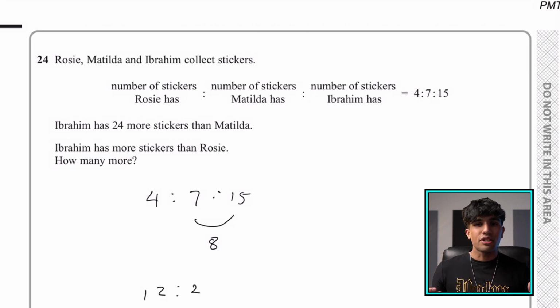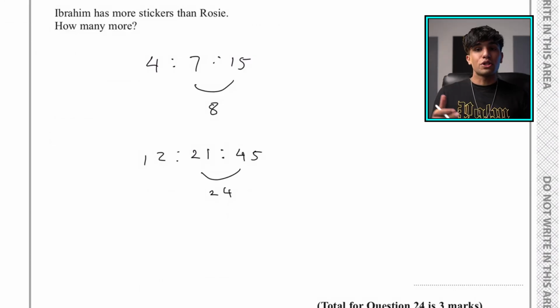Now to get that difference to 24, what can we do? We can multiply all 3 terms by 3 and we get 12 to 21 to 45. Now our difference is 24, and now we can actually answer the question. The difference between Ibrahim and Rosie is 33, which is 45 minus 12.